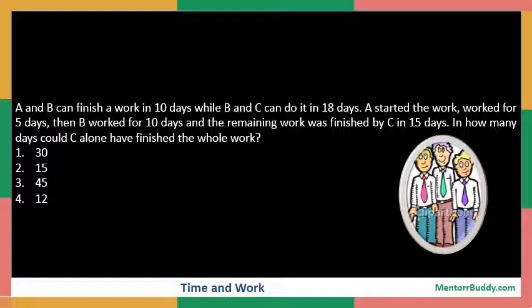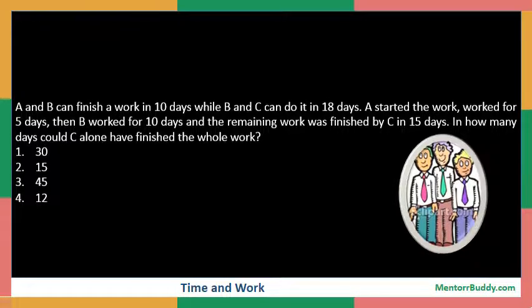We have a question based on time and work. It says A and B can finish a work in 10 days while B and C can do it in 18 days. A started the work, worked for 5 days, then B worked for 10 days and the remaining work was finished by C in 15 days. In how many days could C alone have finished the work? So let us see how we can solve this question.